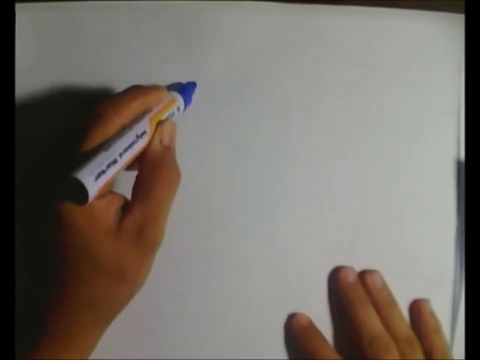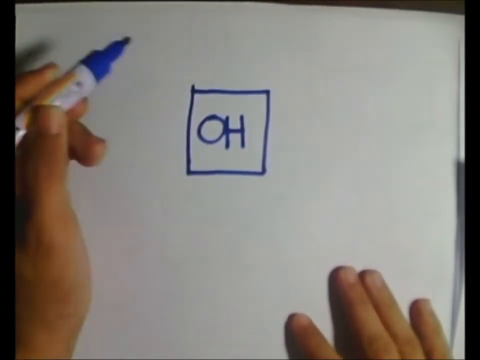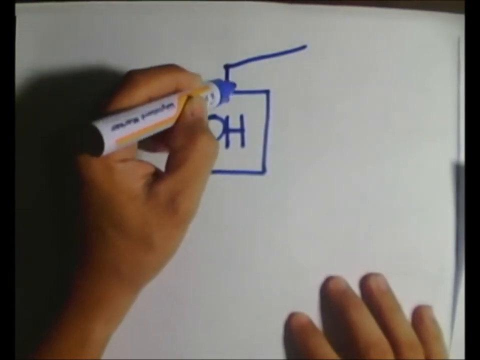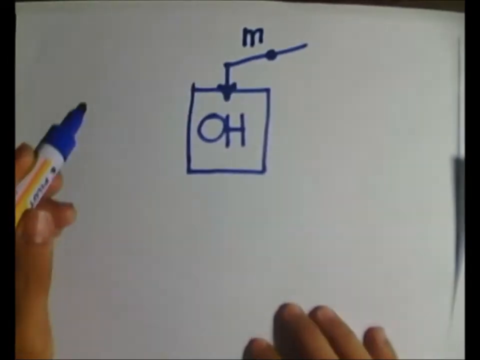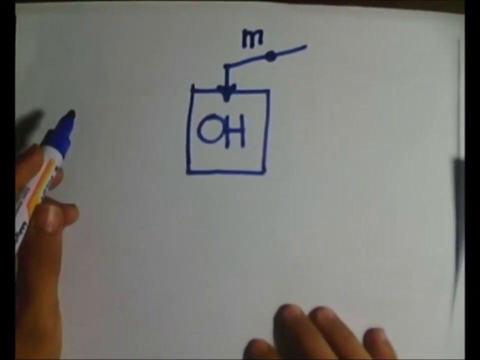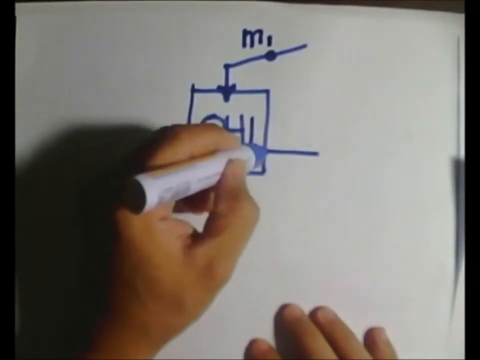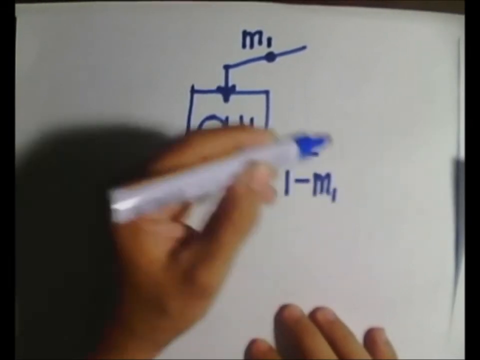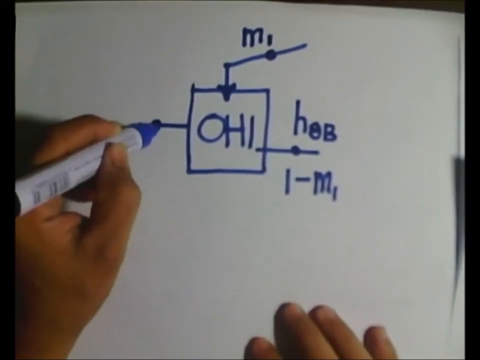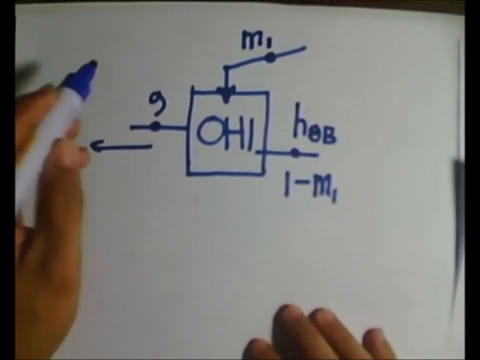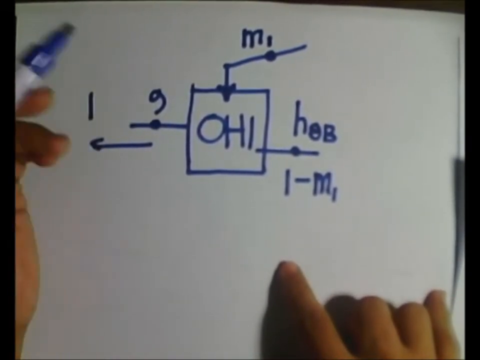So let us consider this as our open heater. We have here the mass that comes from the side here. Okay, so in the case of open heater 1, it was called M1, and we have here 1 minus M1, and we have here H8B and 9 here, and that's M1 plus 1 minus M1 gives us 1, with this 1 kilogram basis.